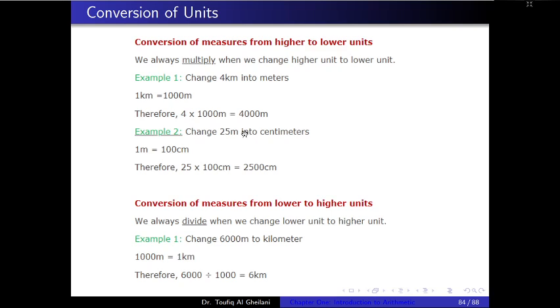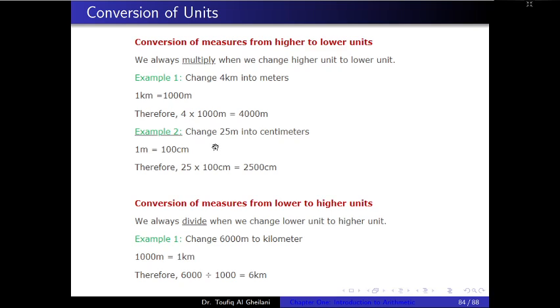Here are some examples. Conversion of measures from higher to lower units: we usually multiply when we change a higher unit to a lower unit. For example, change 4 kilometers into meters. This is from a big unit to a small unit, so we multiply, and we know 1 km equals 1000 meters. So we multiply 4 by 1000, which gives us 4000 meters.